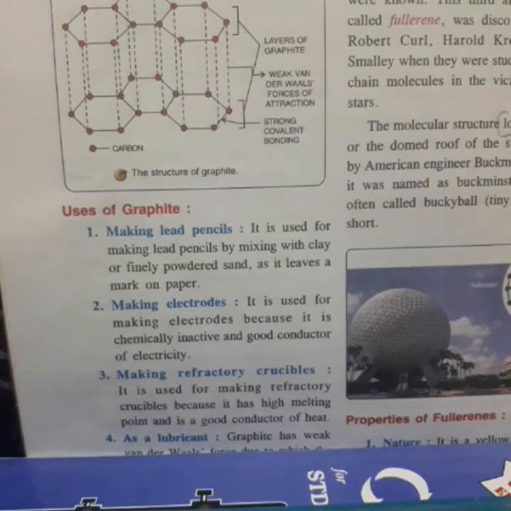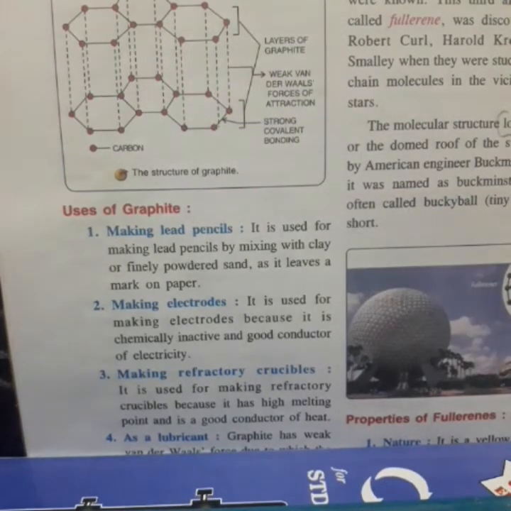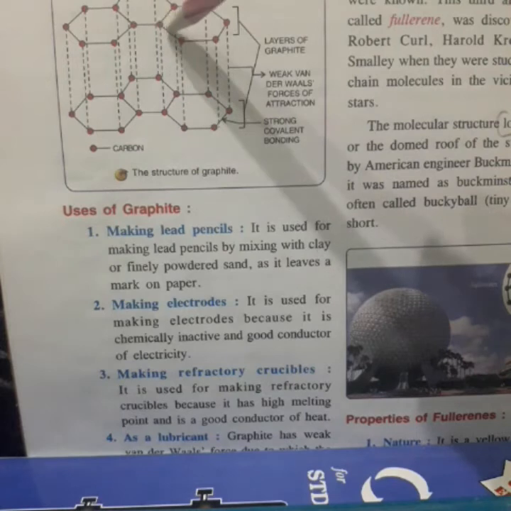So let's start with structure of graphite. How carbon atoms are arranged in graphite. In graphite, carbon atoms are arranged in the form of hexagonal rings. You can see hexagonal rings in layer. Any carbon you can take, each carbon is bonded to 3 other carbon atoms in that layer.